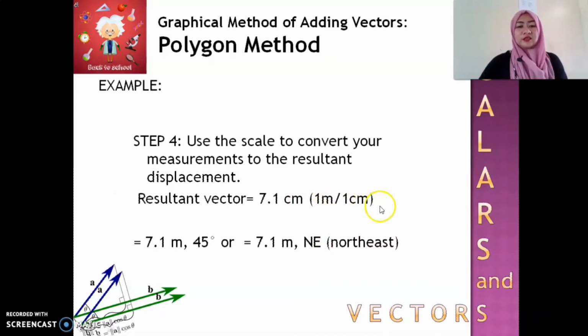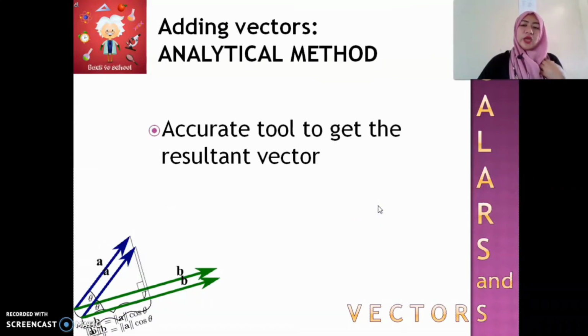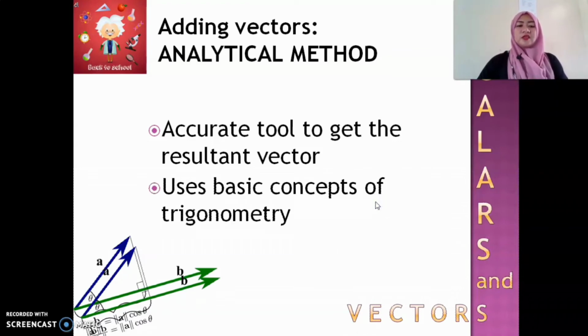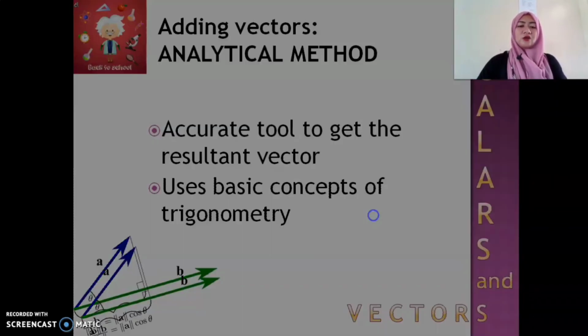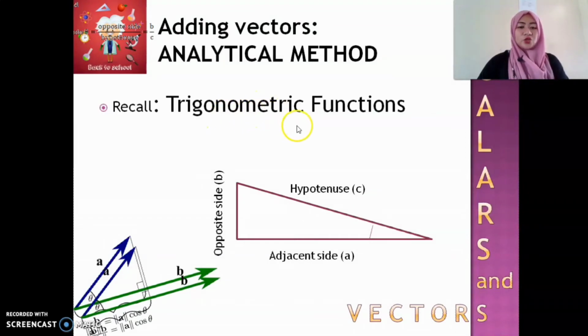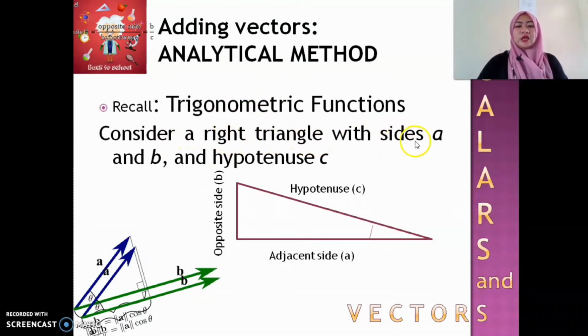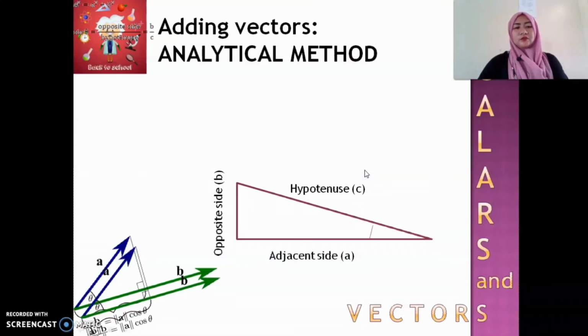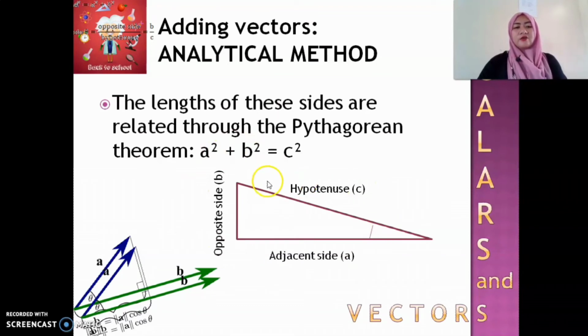Next way of adding vectors is what we call the analytical method. It is an accurate tool to get the resultant vector. This uses basic concepts of trigonometry, trigonometric functions, a right triangle with sides A and B and its hypotenuse, which is equal to C. This right triangle is related through the Pythagorean theorem. When you recall your mathematics, according to the Pythagorean theorem, A squared plus B squared is equal to C squared.